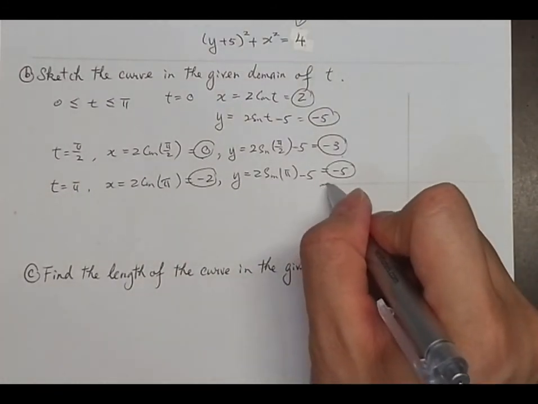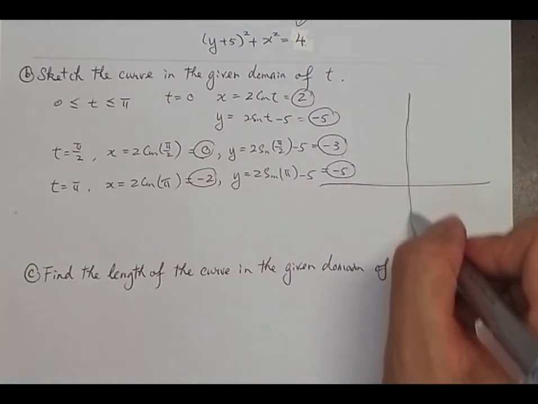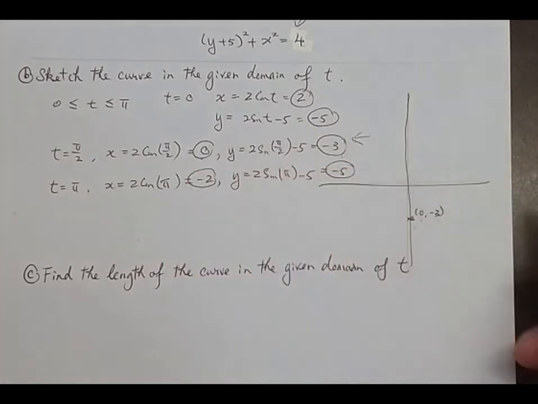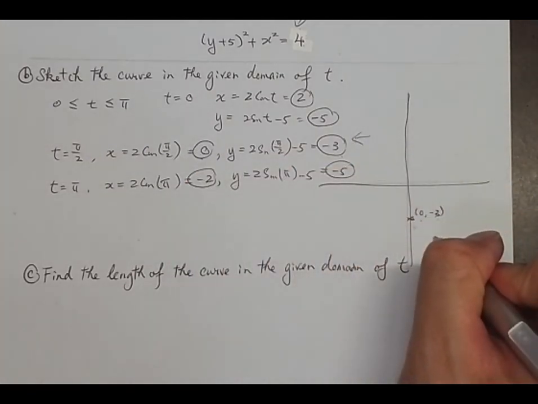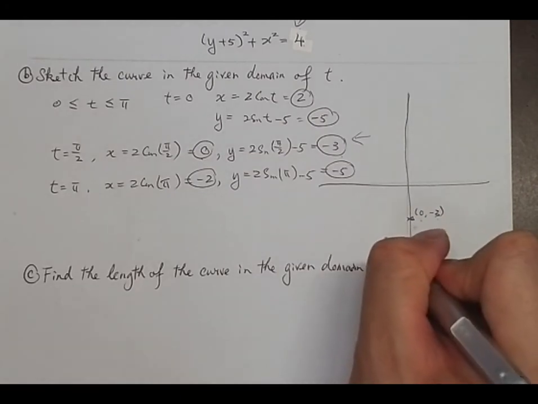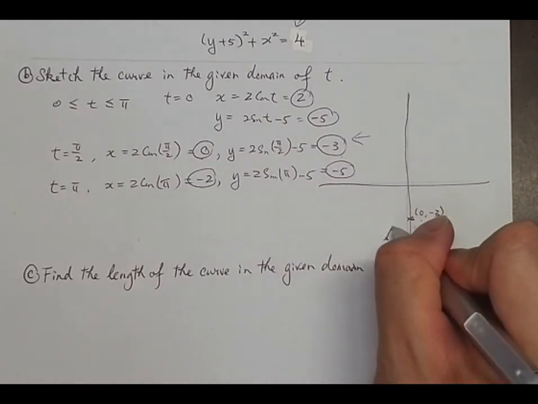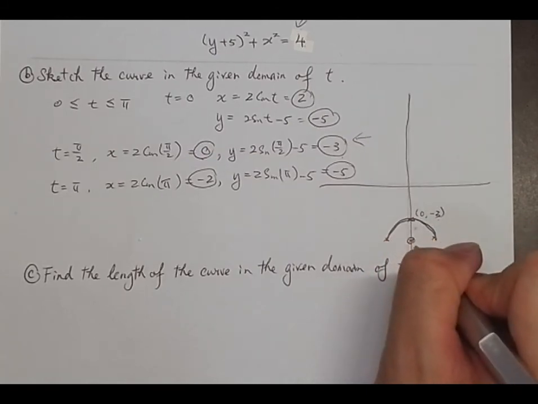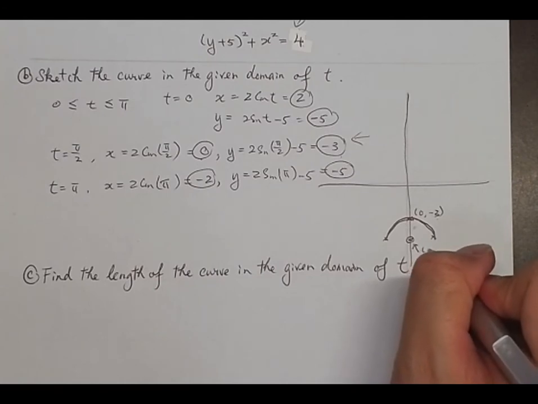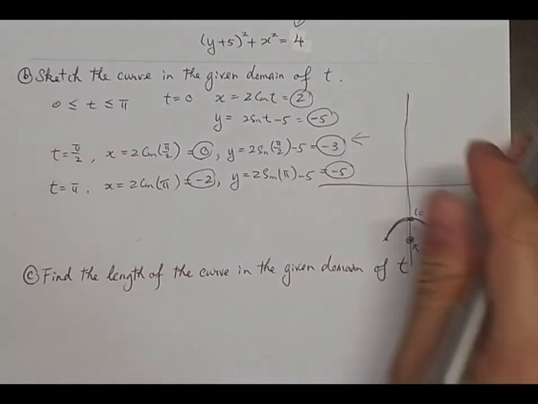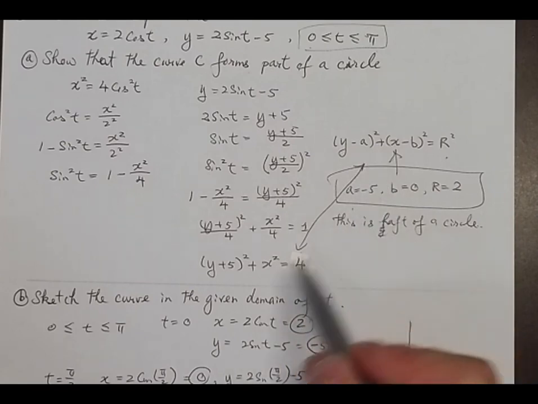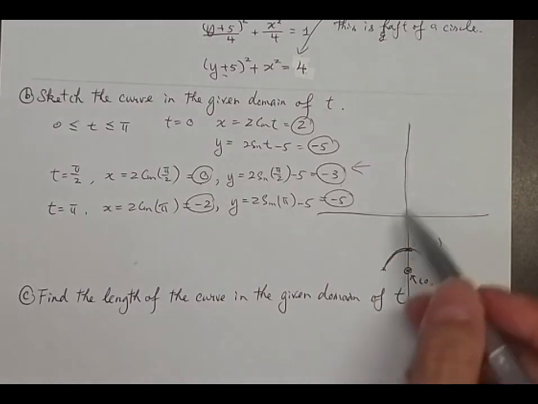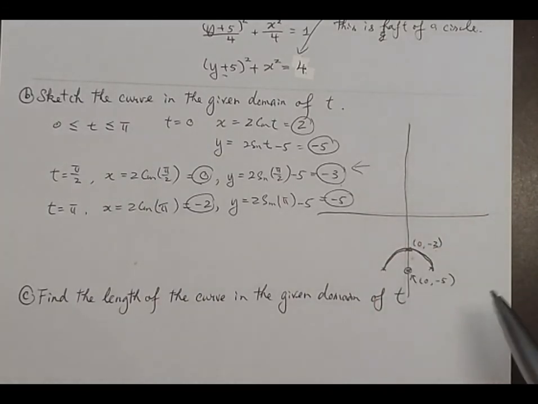So if we sketch the graph, this is the x and this is the y axis. As this one is (0, minus 3), this is the point here. And as this point is (2, minus 5), and this point is (minus 2, minus 5), we draw half of the circle like this. The center of the circle is (0, minus 5). So we have sketched the graph of this half circle.